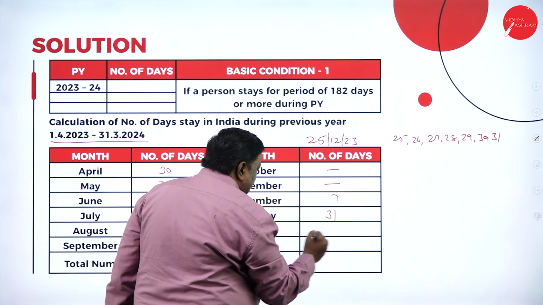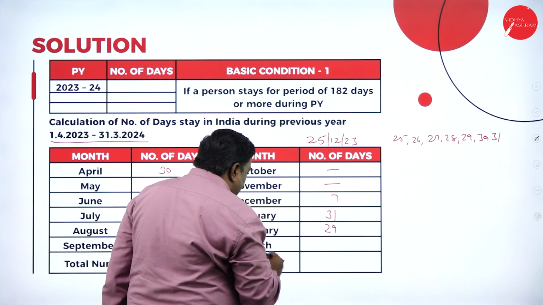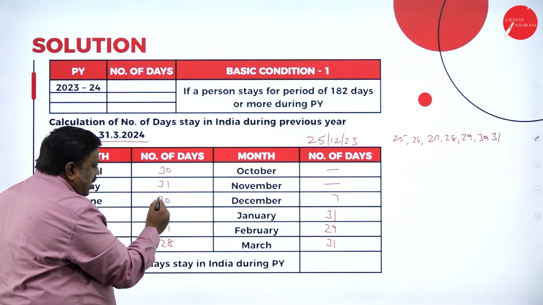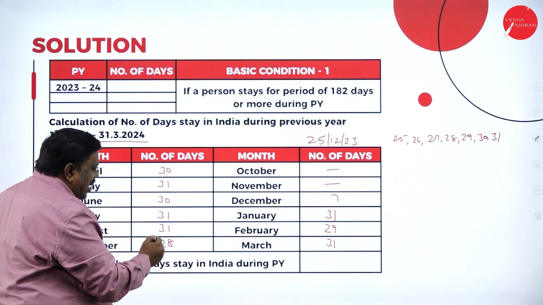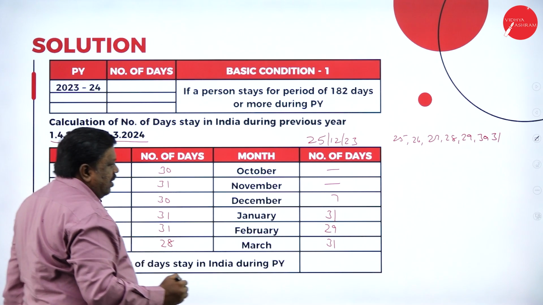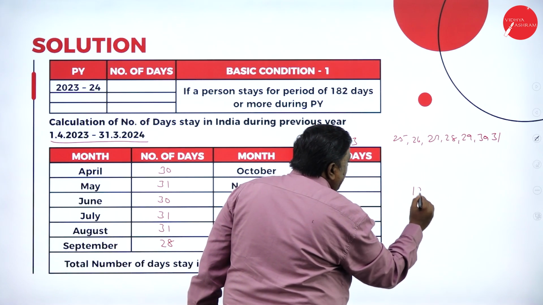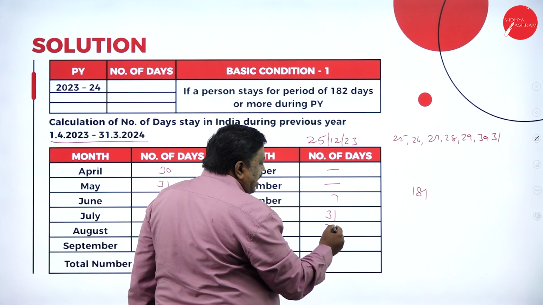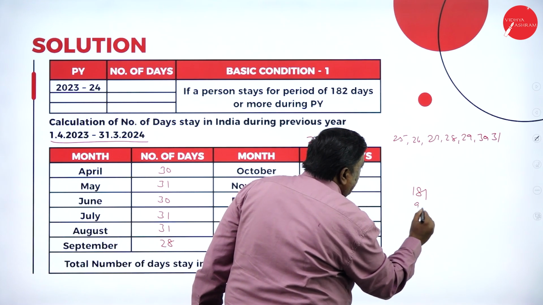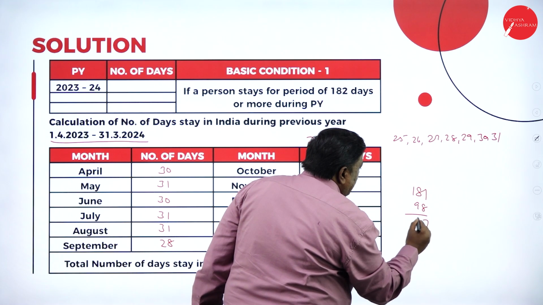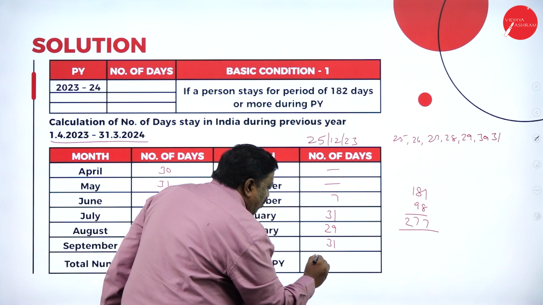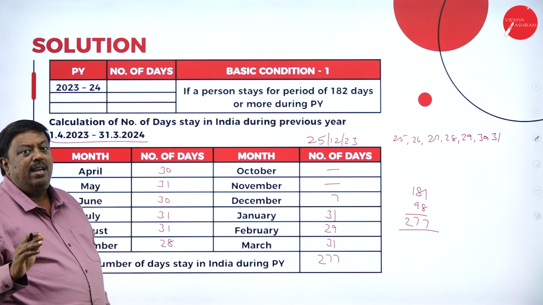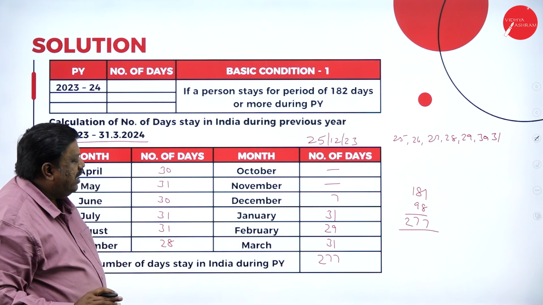January, I was in India. February, I was in India. March, I was in India. 30, 60, 90, 120, 150, 170, 181 days. 181 days. 30, 50, 80, 90, 98 days. So 7, 7, 2. So I was in India for 277 days during my previous year 2023-24.